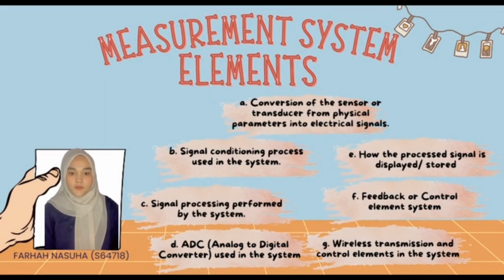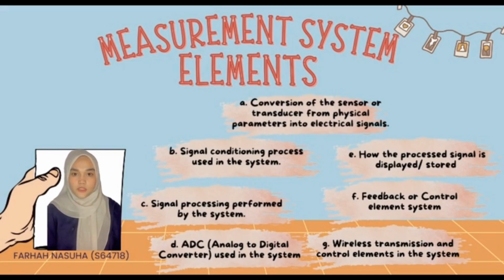A. Conversion of the sensor or transducer from physical parameters into electrical signal. The sensor or transducer used in the system is the working electrode, which is used to measure the electrochemical response of the sample being analyzed. The working electrode is made of a conductive material like pencil graphite PG4B, and it is immersed in the sample solution. When a potential is applied to the working electrode, it generates a current that is proportional to the electrochemical reaction occurring at the electrode-solution interface.